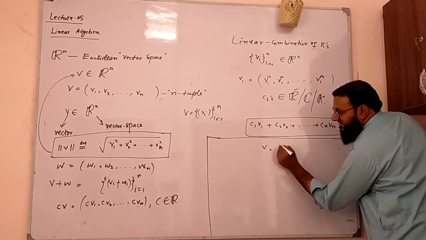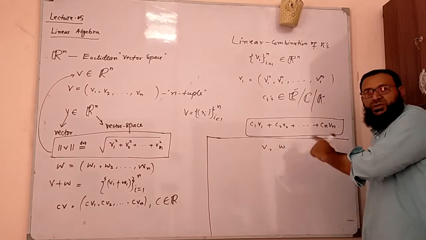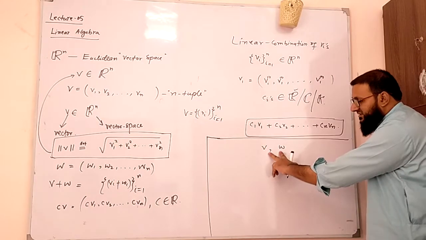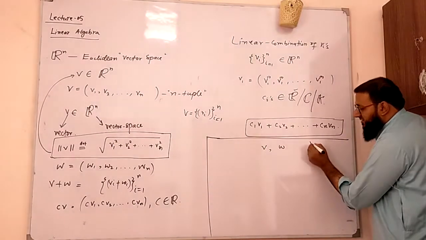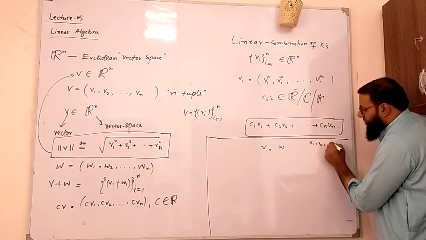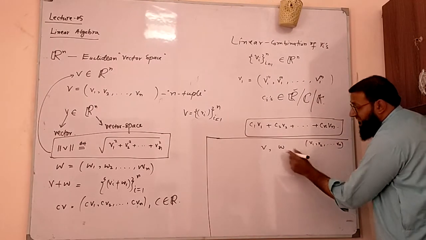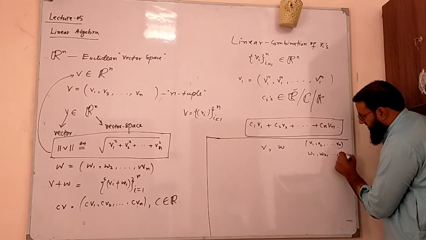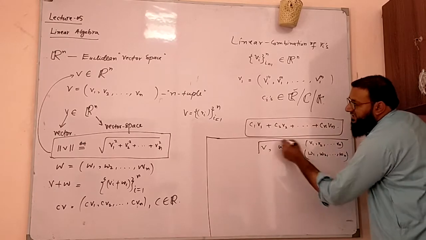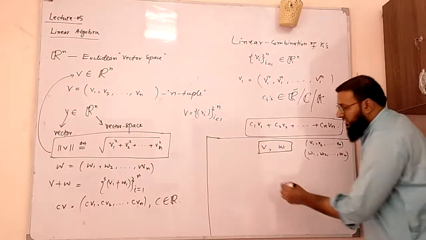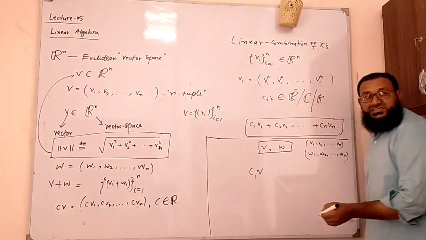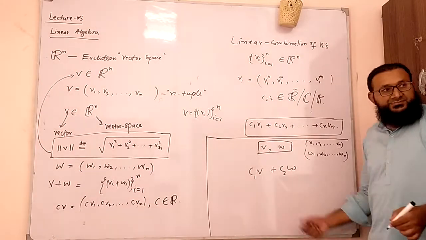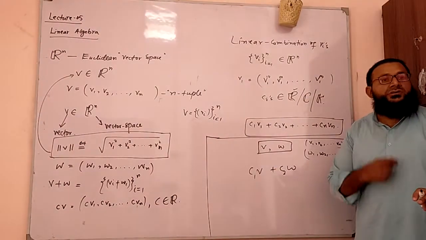I have some vectors V and W. Now I am not writing V1 and V2, I am writing V and W. These are two vectors. What is the form of this vector V? You know very well, it is V1, V2 up to Vn. What is the form of this vector? W1, W2 up to Wn. Now I am going to take the linear combination of these two. I will scale V by some scalar C1, scale W by C2 and take their sum. This is the linear combination of these two vectors.